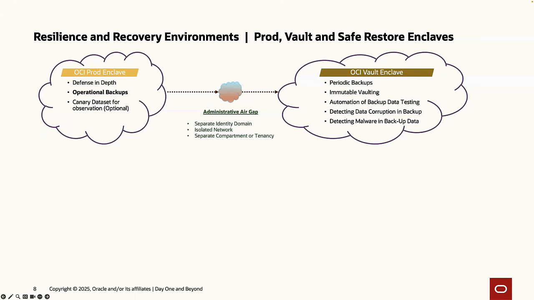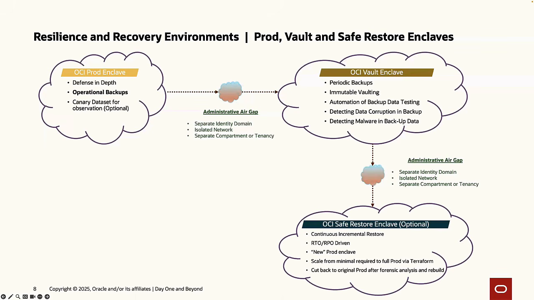Then next, we create another administrative air gap to our Safe Restore Enclave. Now, we've written this as optional because not everybody's ready to take this step. If they can get to the first step, the Vault Enclave, and know that they have a catalog of known good data, and they've developed at least a recovery strategy that allows them to take that data and repopulate a new infrastructure with that, some people are okay with that step.